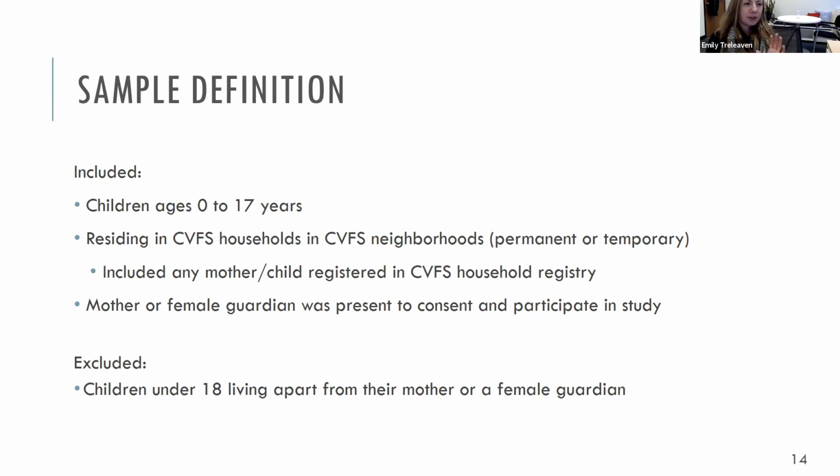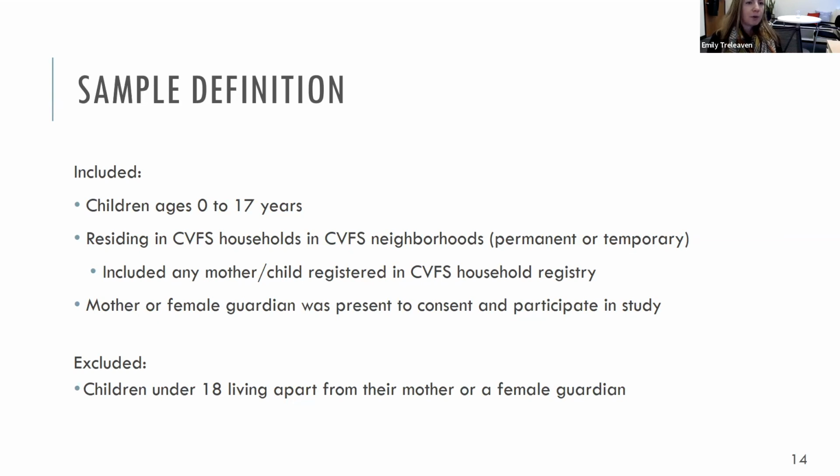So that means as long as they were registered in the CVFS household registry, they were eligible for inclusion. So it included, of course, children that were permanent residents of these households. Their parents are enrolled in CVFS. They were born in those households and grew up there. But it also included some more temporary visitors.